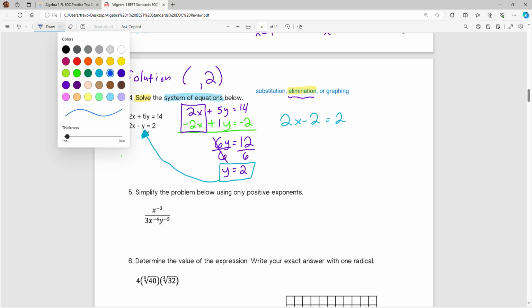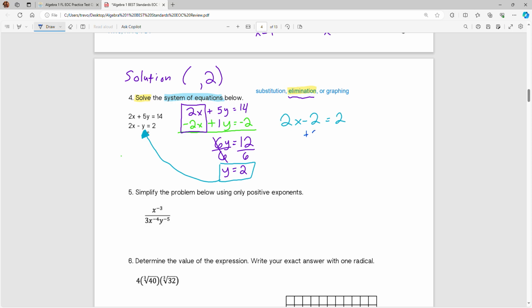So to get my x by itself, I want to add 2 on both sides of the equal sign to give me 2x equals 4. And now to get the x by itself, my 2 and my x are multiplying together, so I'm going to divide both sides by 2 to give me x equals 2. And that is my solution to my system of equations.